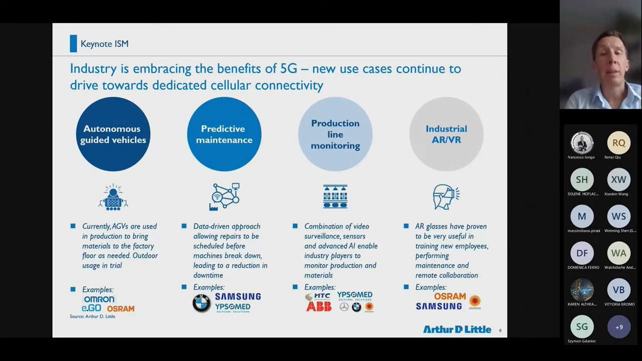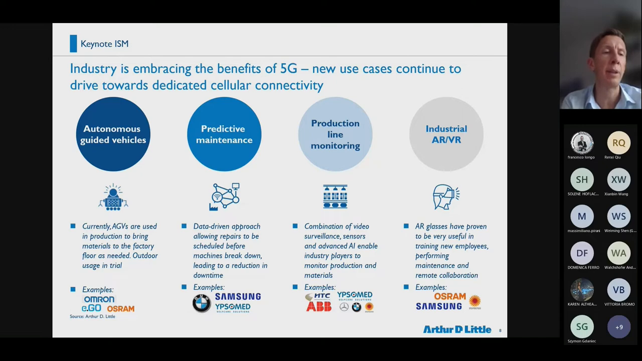What are the use cases that are really currently, I would think, benefiting, but also driving 5G in an industrial context? There are obviously many, many more, but if we aggregate to the highest level, we see actually four main use case categories that are being deployed and that are being tendered.